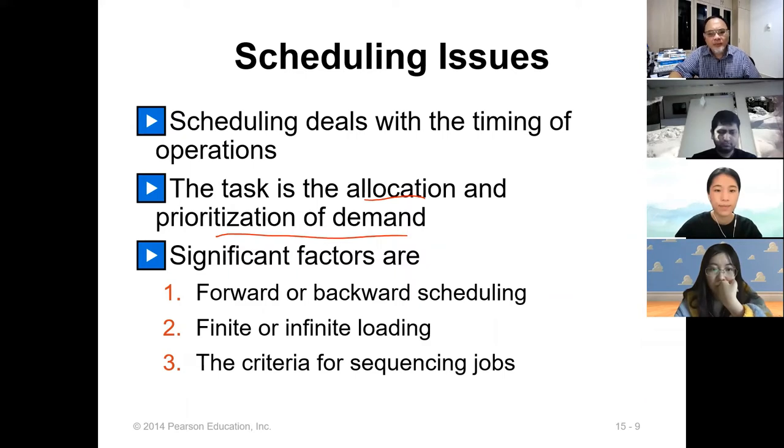The factors we have to think about are forward scheduling, which means from now we schedule our jobs forward, or backward scheduling, as you have seen in MRP, where you think forward, then assign and load the jobs as you work out the schedule backwards. That's forward and backward scheduling. But provided the demand is known, then you can plan. You can schedule either forward or backward.